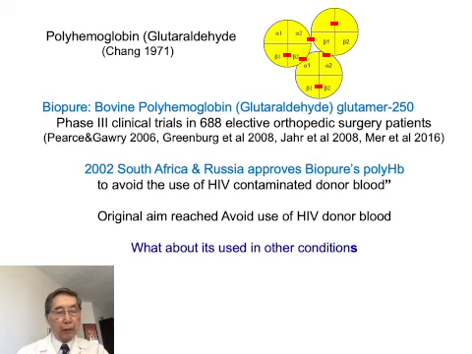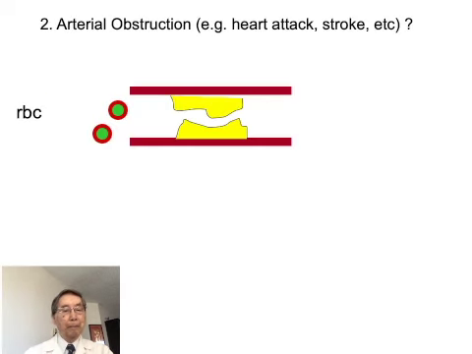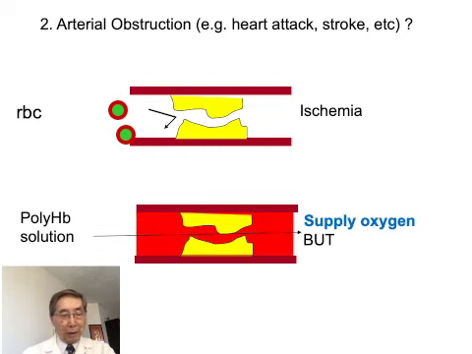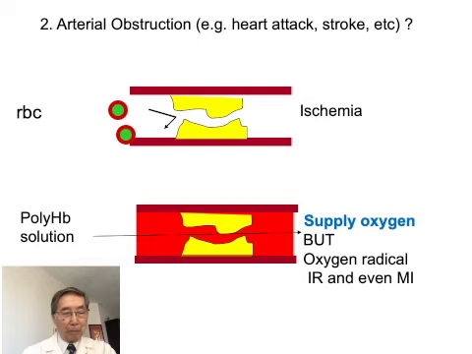What about its use in other conditions? Arterial obstruction, for instance, heart attack, stroke, can quite often be caused by obstruction due to atherosclerotic plaque. In this situation, red blood cell particle cannot go through, resulting in ischemia. Can we use hemoglobin, polyhemoglobin solution? Because it's a solution, it should be able to pass through. Yes, it does pass through, and it does supply oxygen.